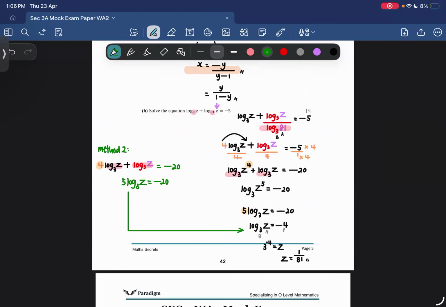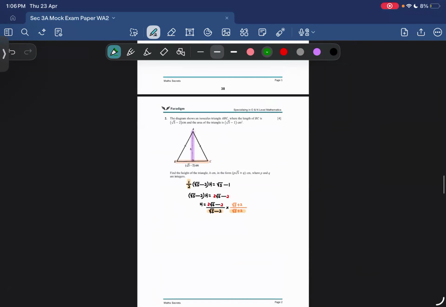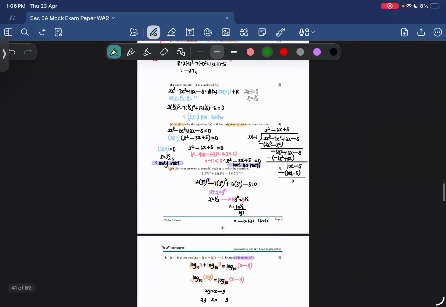Okay? Okay, so only these 2 questions. I think the rest, partial fraction, we finished, right? This one, did we finish as well? I think we did, right? So only these 2, okay?